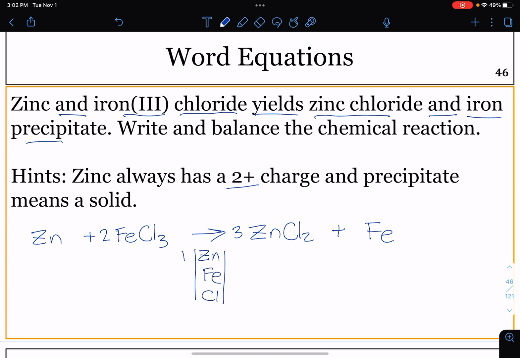We still have 1 zinc on the left side, but we now have 3 on the right-hand side. We've got 2 irons and only 1 on the right side, and then we have 6 chlorines on each side. So now let's go ahead and just change these coefficients so that now we have 3 zincs on each side, 6 chlorines, and 2 irons.